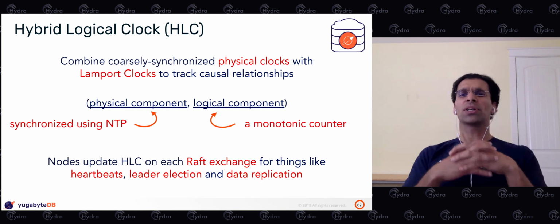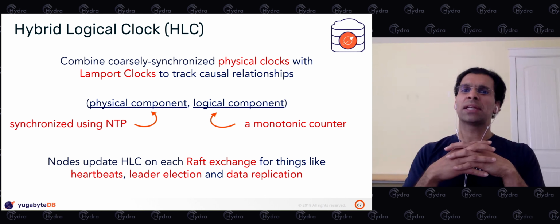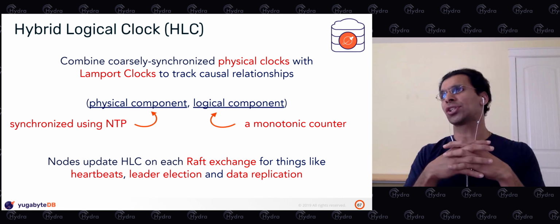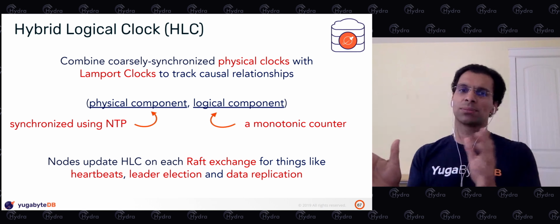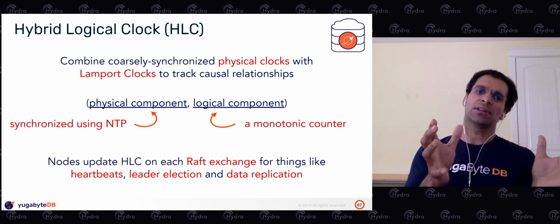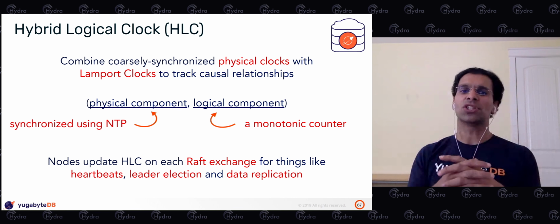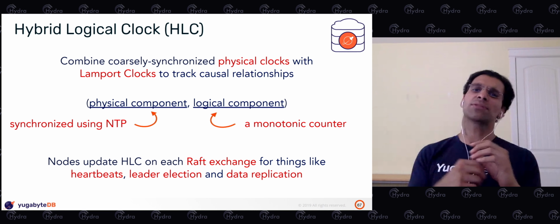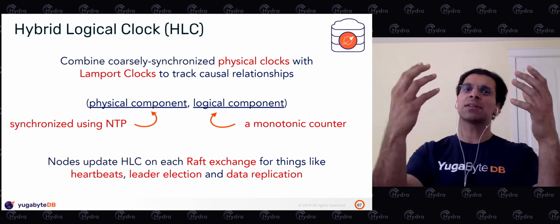Okay, yeah. So what Yugabyte does is it uses a hybrid logical clock. So it combines the coarsely synchronized physical clock through NTP with a Lamport clock, which is a logical counter internally. So every node has a physical component and a logical component in this hybrid logical clock. It uses its physical component initially as the physical component of time, and it uses its logical component as every operation that it does, it keeps incrementing. But all nodes talk to each other, and if a node ever gets a message from a node with a higher physical component, then it's going to update itself to that physical component.